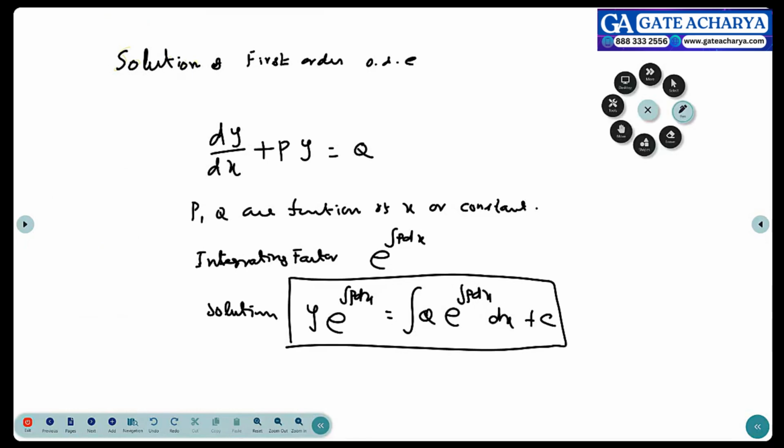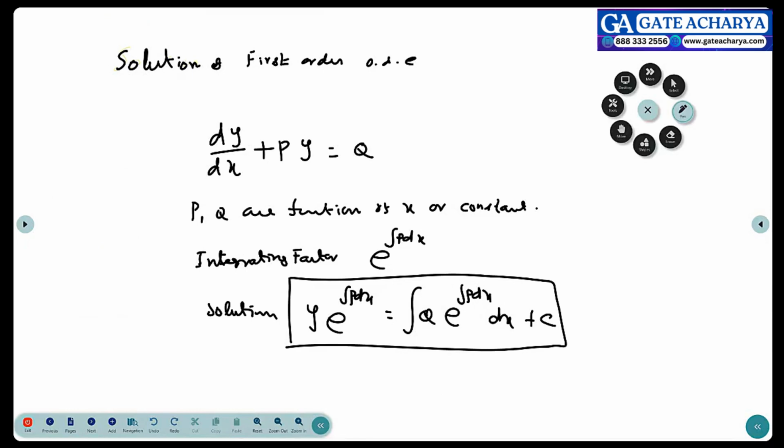So dy by dx plus p into y is equal to q, where p and q are functions of x or sometimes constants. So it is a first order linear differential equation. This is the general form.